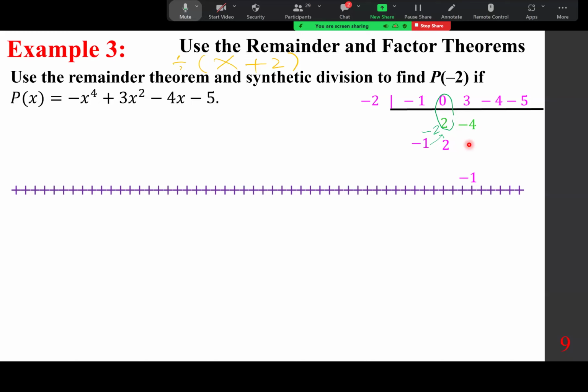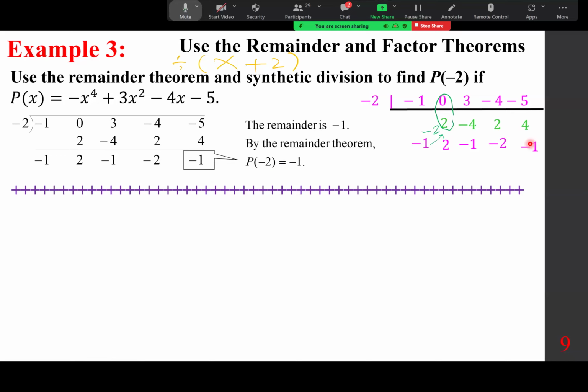You get negative 1. You multiply this one by negative 2 and you put it here. Negative 1 times negative 2, positive 2. With negative 4, they add up to negative 2. Again, you multiply by negative 2, you get positive 4 here. Positive 4, negative 5, they add up to negative 1. So the remainder is negative 1 by the remainder theorem. Okay.